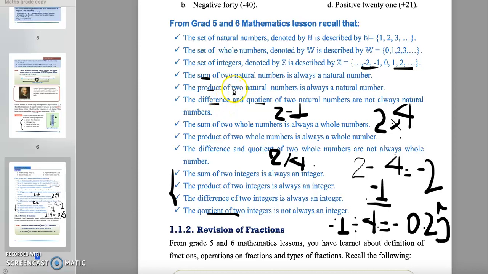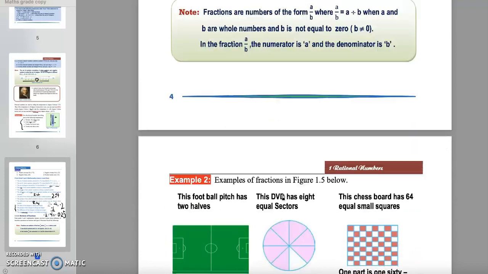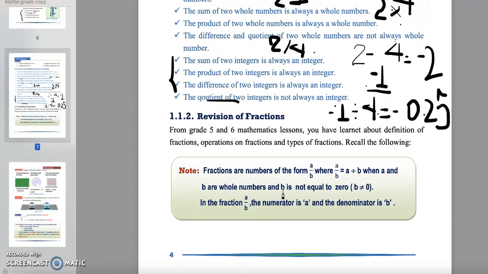In the natural number and whole number systems, the sum and the product of natural numbers are always natural numbers, and the sum and product of whole numbers are always whole numbers, but the difference and the coefficient are not always a natural number, and the difference and the coefficient of two whole numbers are not always a whole number. So we have seen this, and in our next class we will be starting the revision on fractions.